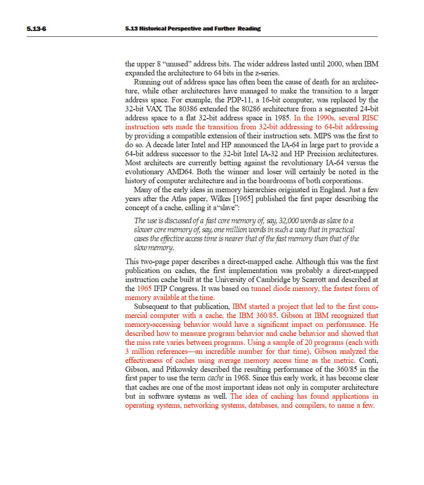Then down below here, you see 1965 tunnel diode memory, the fastest form of memory available at the time. So using this expensive extra little memory in the cache out of this type of technology, IBM started a project that led to the first commercial computer with a cache, the 360/85.